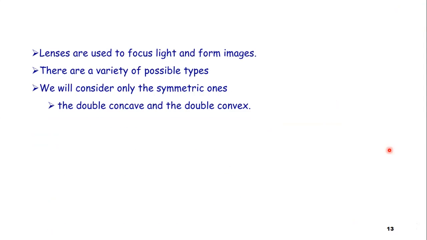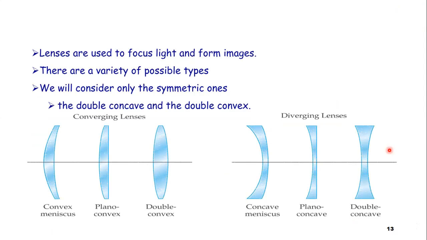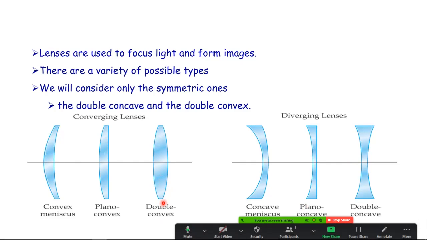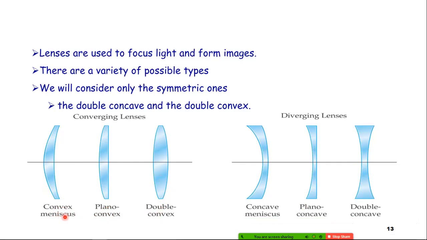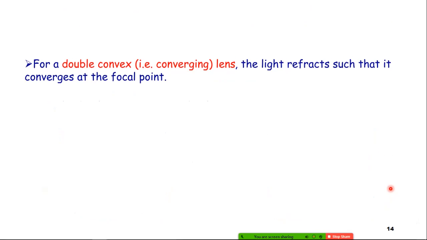Lenses are used to focus light and form images, and here there are a variety of possible types, and we'll consider only the symmetric ones, that is double concave and double convex. Here this is a double convex and it is plano-convex. It is convexo meniscus or convexo concave, and it is concave meniscus, and it is plano-concave, and it is double concave.